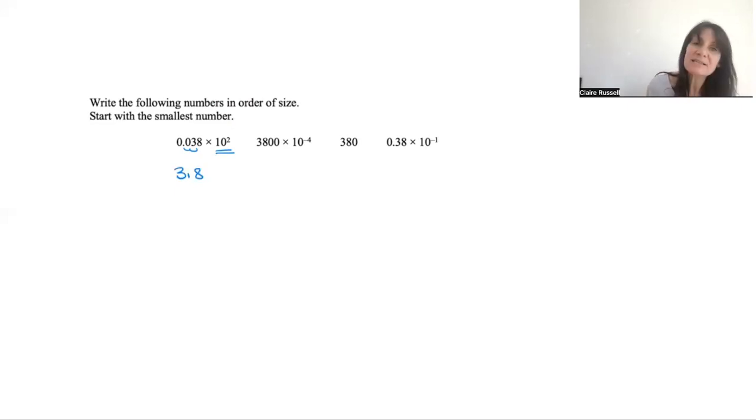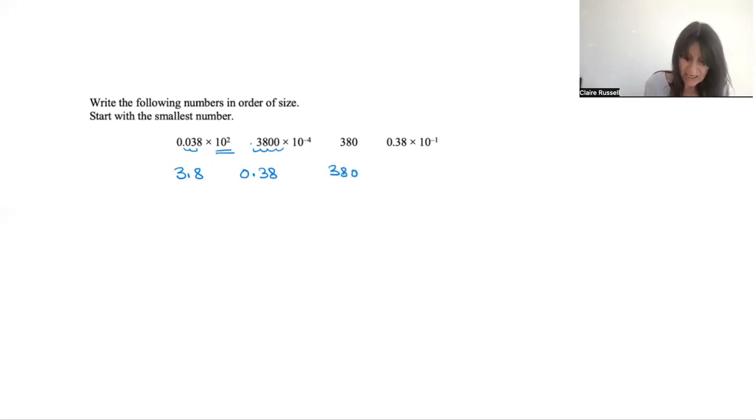This one is raised to the power of -4. So it's a small number. I need to move 1, 2, 3, 4. That's going to give me 0.38. Don't need to add in the other zeros. If you did, it doesn't matter. Just don't need to. Obviously, that is an ordinary number, so I don't need to do anything with that.